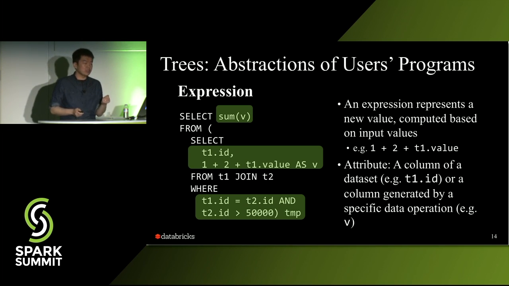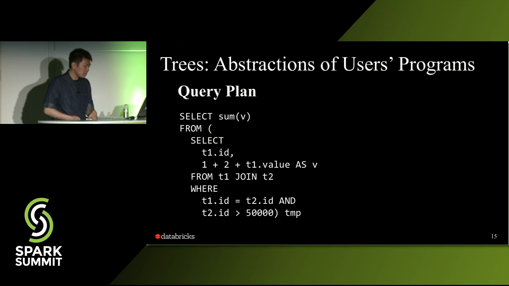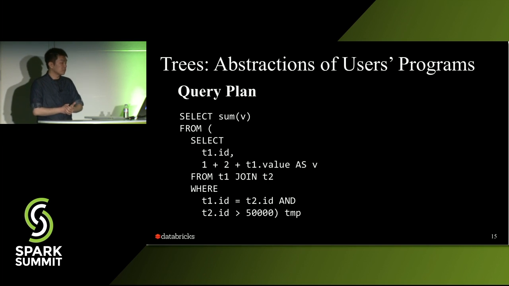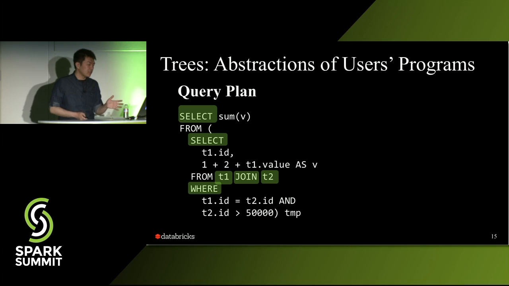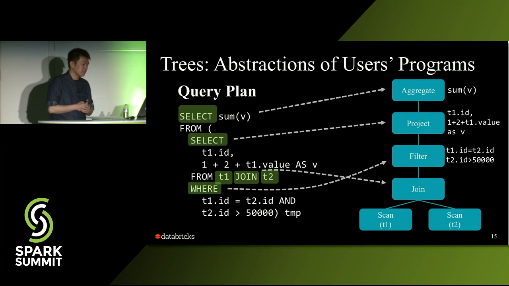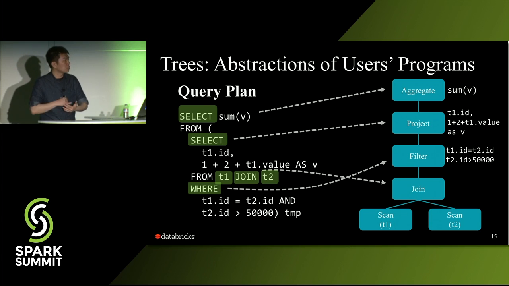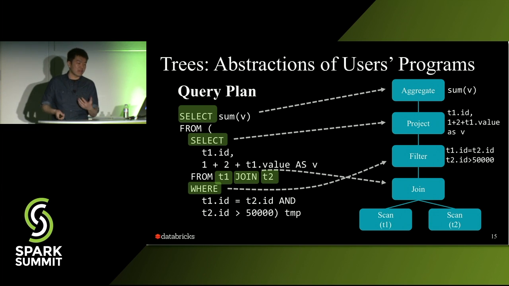We also need a way to describe how to generate a new data set from input data sets. And in Spark, query plans are used for this purpose. A query plan is used to describe a data operation like aggregate, join, filter that generates a new data set using different kinds of input data sets. And a query plan uses one or more expressions. Here is an example query plan. You can see we have a scan node, join node, filter node, project node, and an aggregate node. They all represent specific data operations.